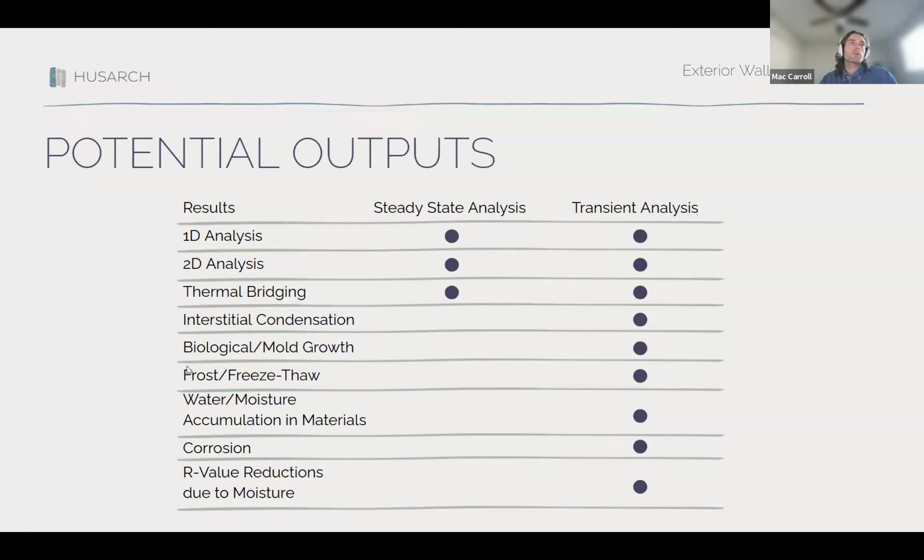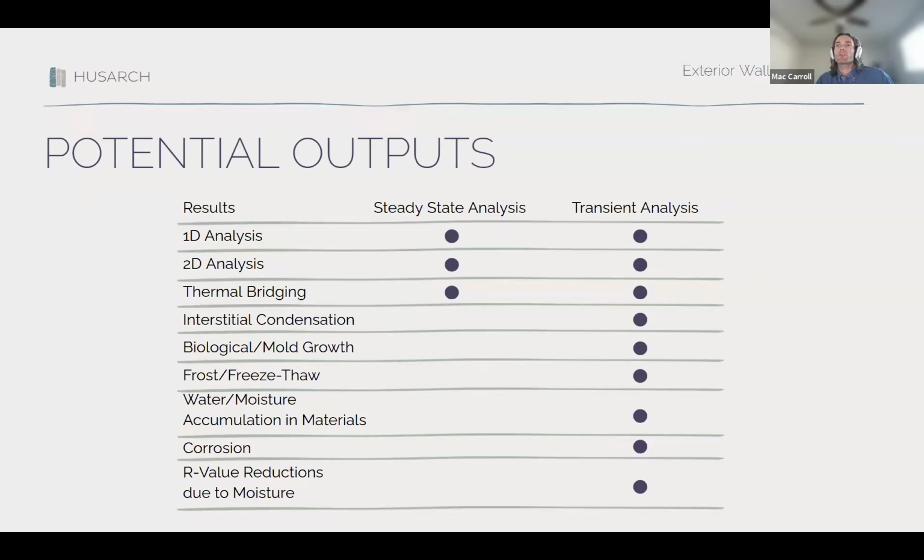In summary, we're looking at steady state. It's okay for some things, especially in 2D. But transient analysis actually provides a lot more information that is important for consideration when thinking about the performance of a wall section.